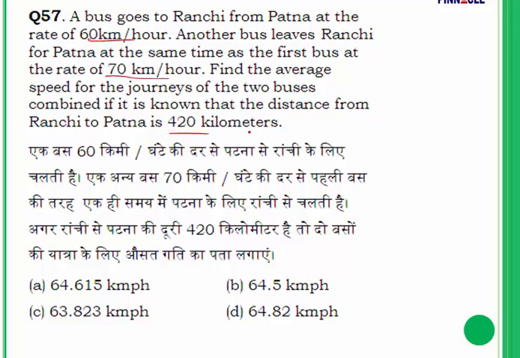Now what is the trick for average speed? Total distance divided by total time, and total distance would be 420 into 2, that is 840. Total time: to cover 420 at 60 km per hour, it will take 7 hours, and to cover 420 with the speed of 70 km per hour, it will take 6 hours. So 6 plus 7, that is 13. If you divide 840 by 13, you will get the average speed. That would be 64.6 point something. So A should be the answer.